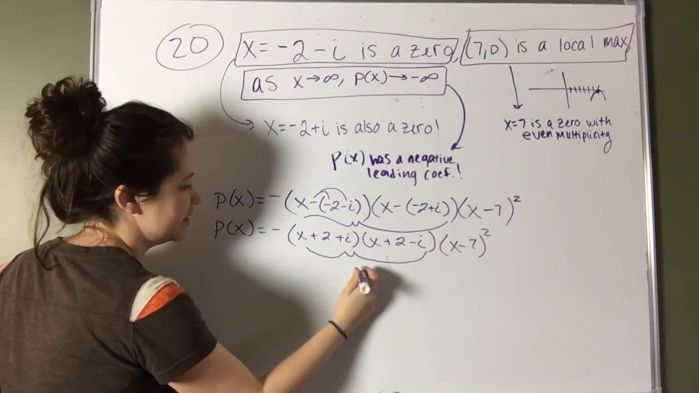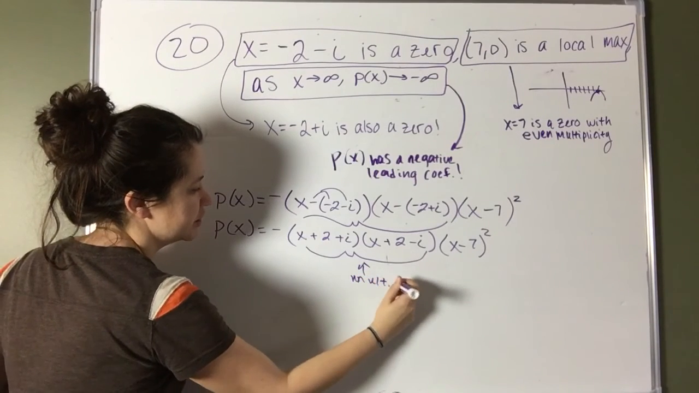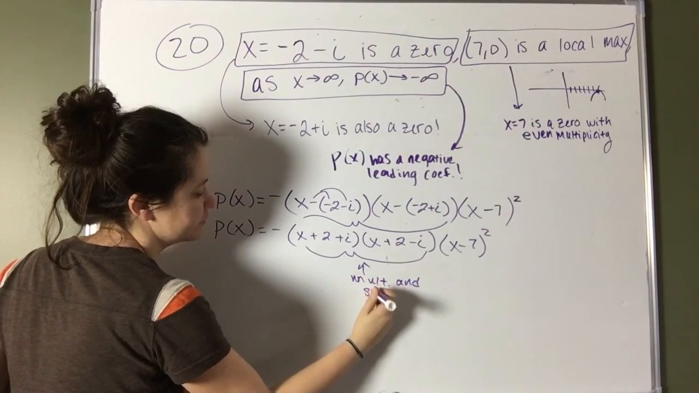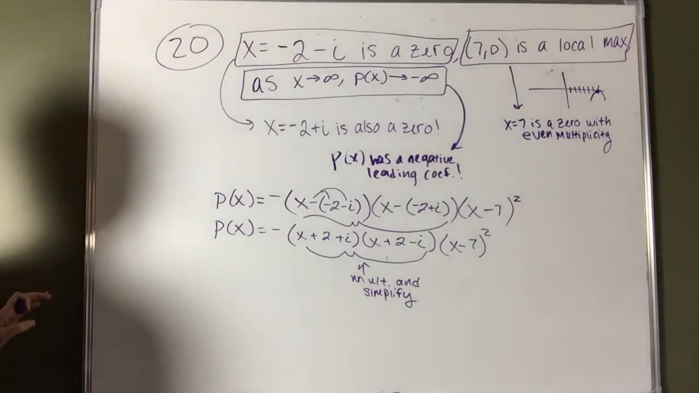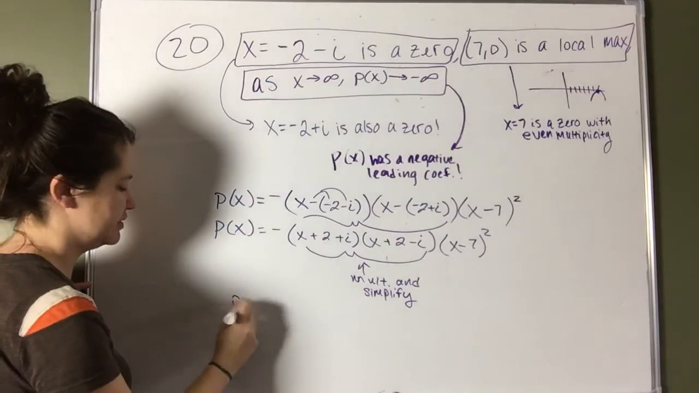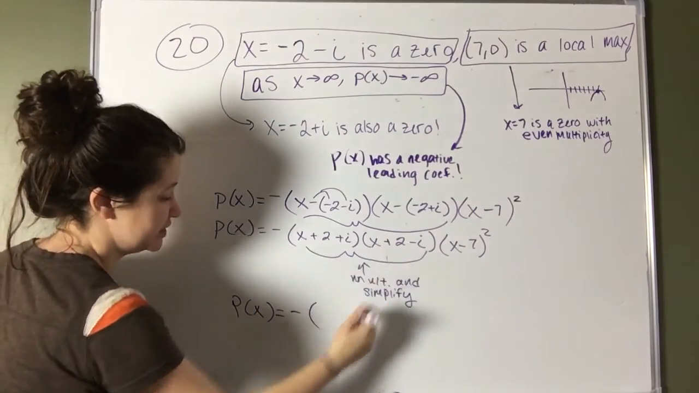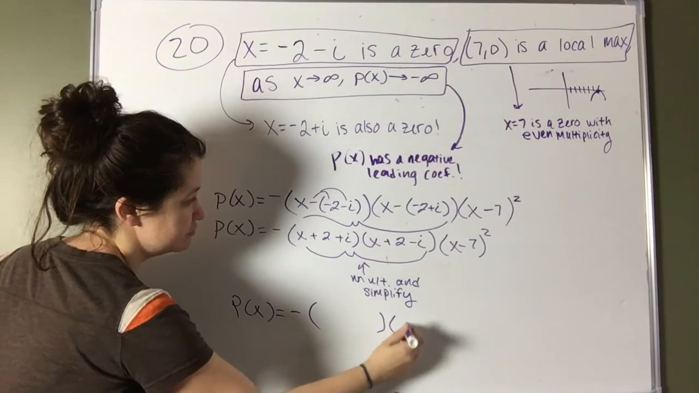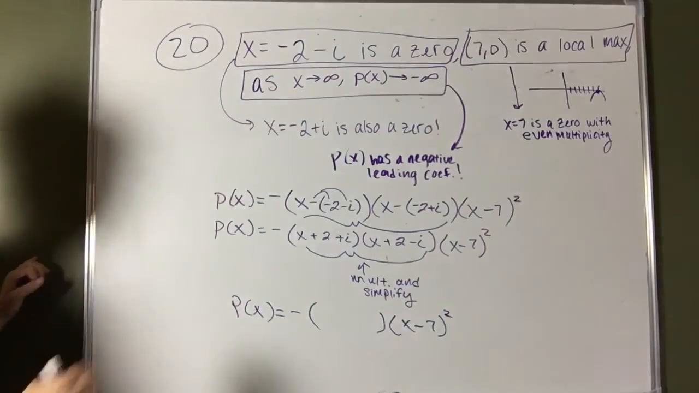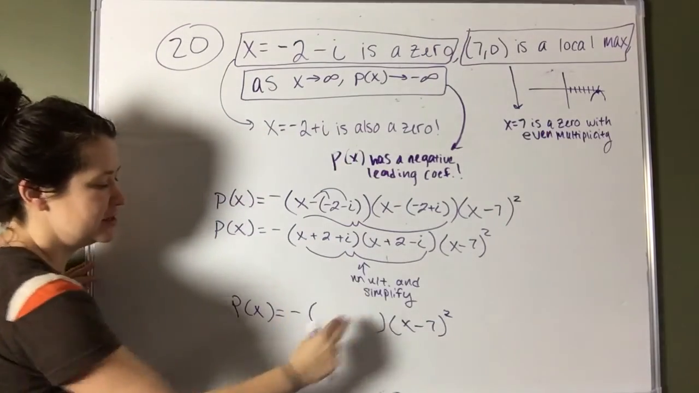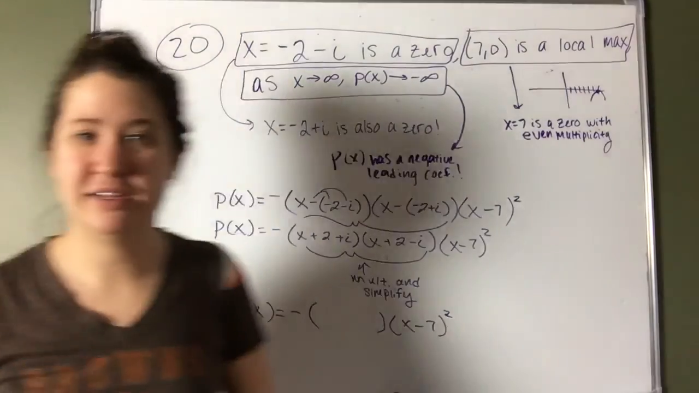So just these 2 factors, multiply and simplify. And then you'll have your final answer, right? So your final answer is going to be p of x equals negative whatever you get from multiplying this out, times (x minus 7) squared. But I'm going to leave you with a little bit of work to do on your own. So I want you to try to multiply this out on your own and figure out what goes into this blank, okay? And hopefully that helps.